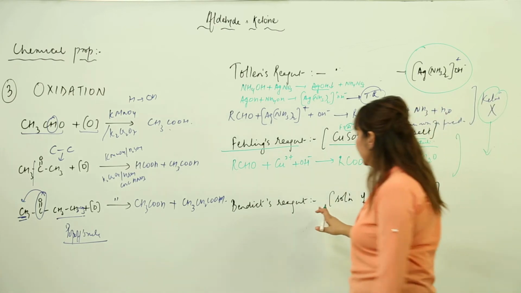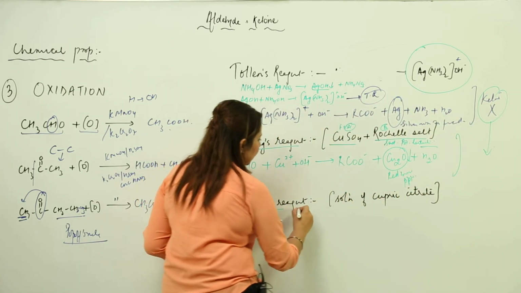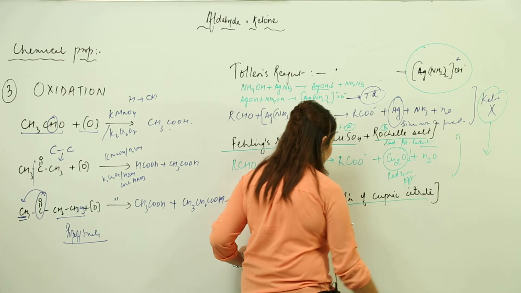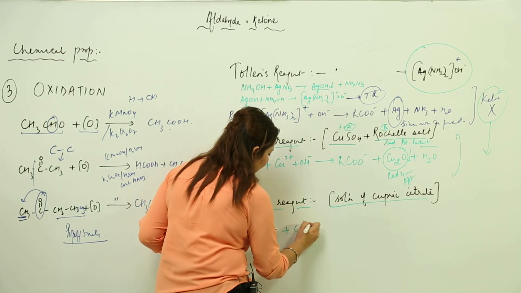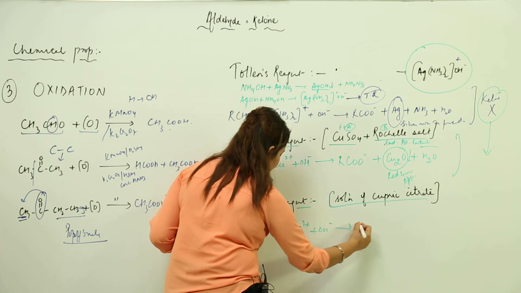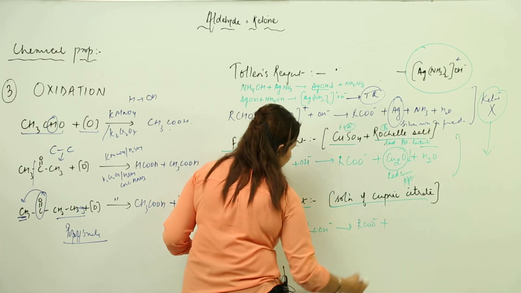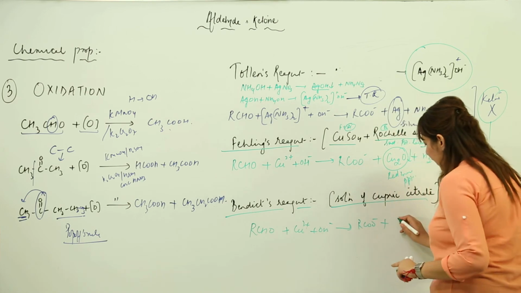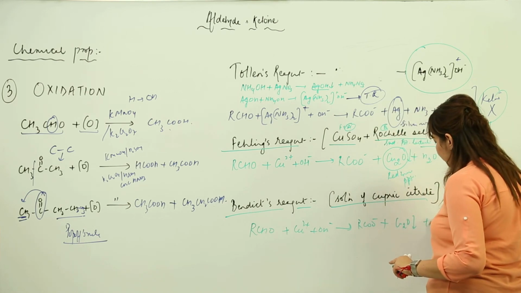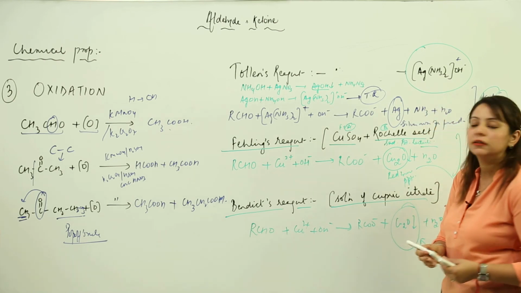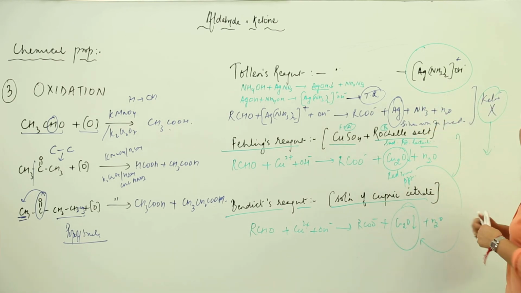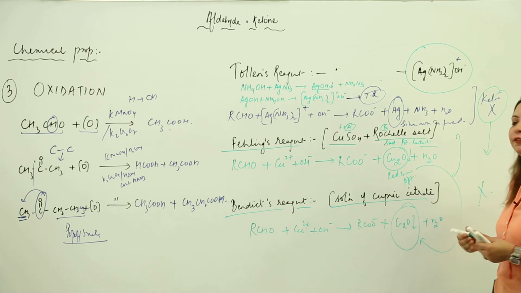The third is Benedict's reagent. It is actually a solution of cupric citrate. Again here you have an aldehyde, you have copper ions, you have hydroxide ions. They will again form carboxylate ions. With that we will get copper oxide, again reddish brown in color. So the appearance of the reddish brown color indicates that oxidation of the aldehyde has taken place, because a ketone does not show this kind of reaction.